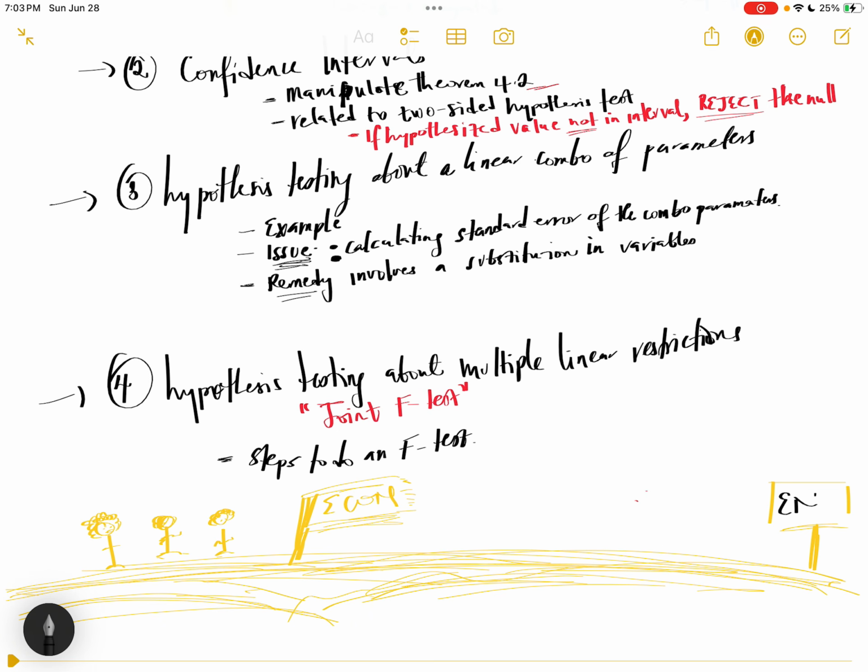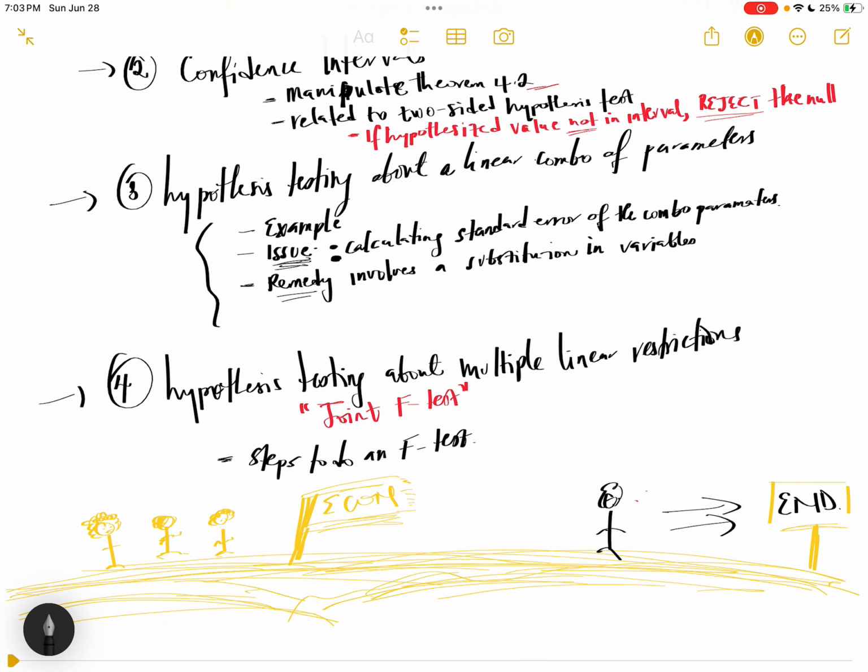Welcome to part 2. In part 2, we will complete item 3 and item 4, and we are almost at the end. The end is in sight. The end is in sight, right? We are like here. We are here.